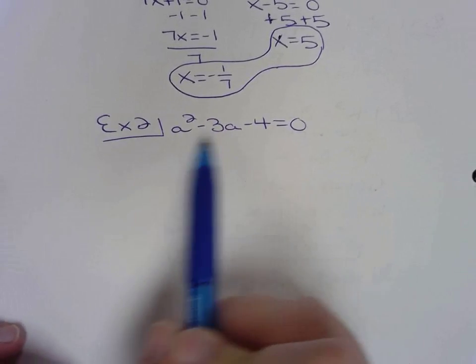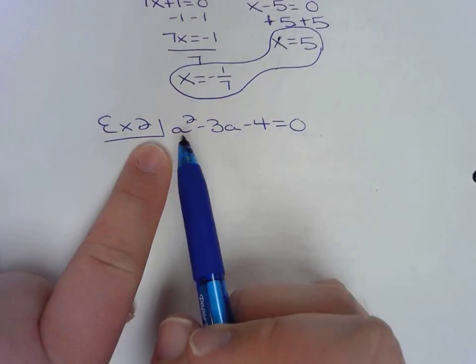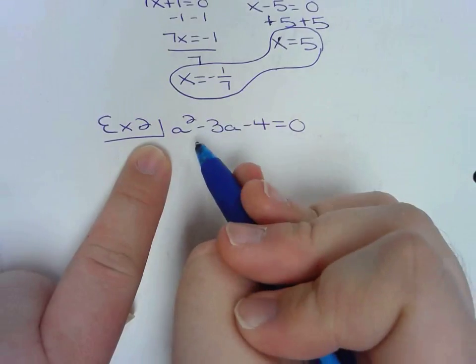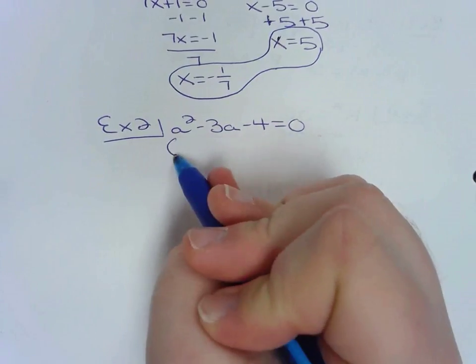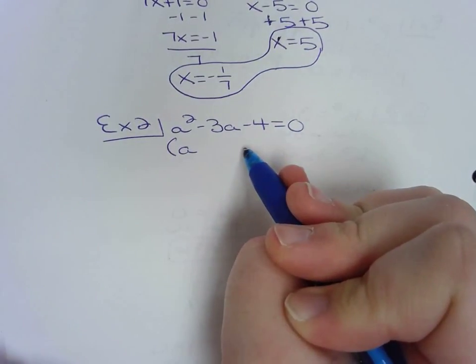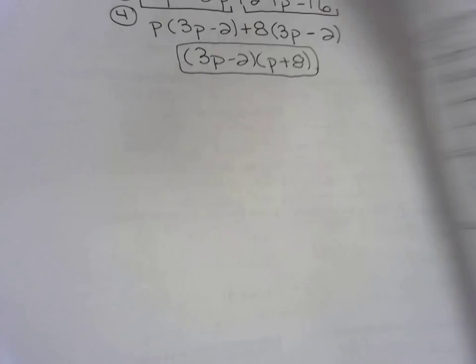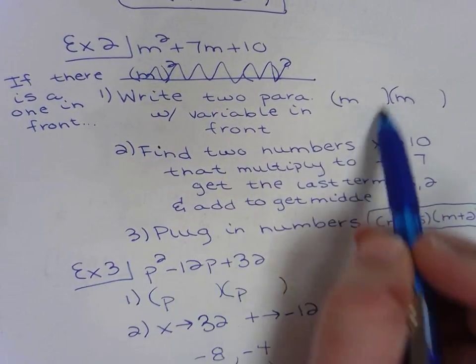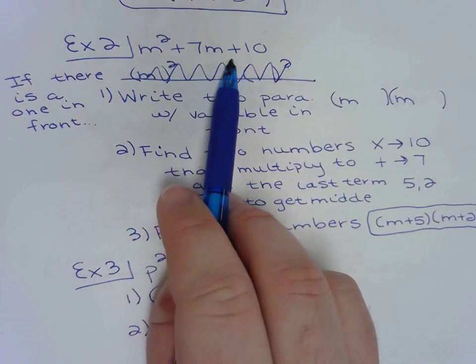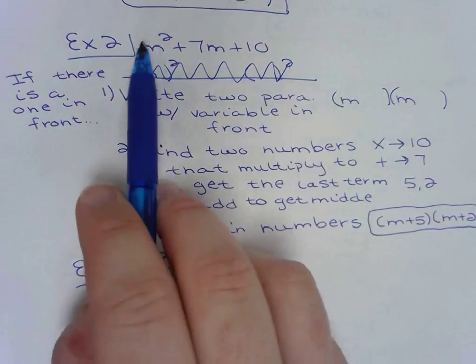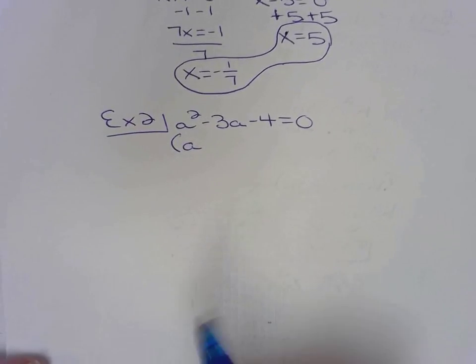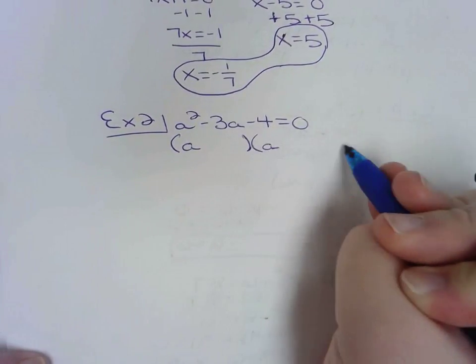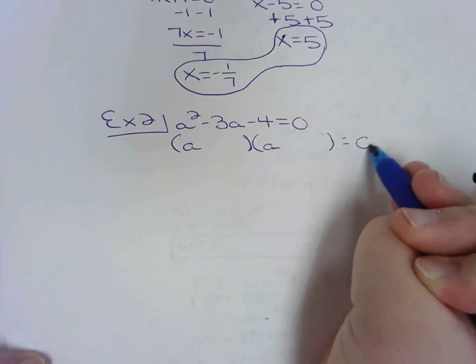So how would I start with this if it's a trinomial with a 1 in front? Parentheses, a. What else? Nope, I literally just showed you. Let me show you again, because some of you weren't paying attention. Right here: m squared plus 7m plus 10. Since there's a 1 in front, I can start with two parentheses with the variable in front. So how can I start this one? Two a's in the front. That'd be a plus 1, minus 4. Okay, so you can start it like this.